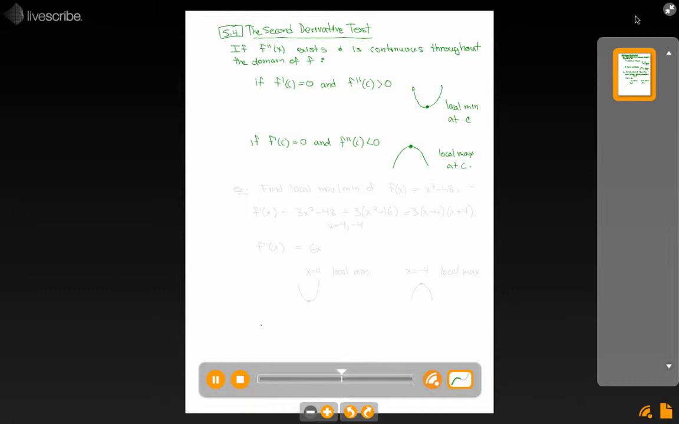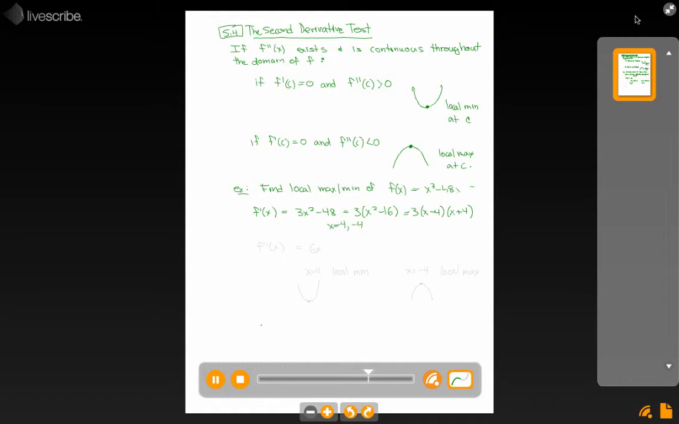So to do an example of this, with a nice simple cubic function here, find the local maximum of f of x equals x cubed minus 48x plus 3. So find the derivative. It is 3x squared minus 48. Can factor that fairly nicely to find 3 times x squared minus 16, so 3 times x minus 4 times x plus 4. So I know that there are two critical numbers at x equals 4 and negative 4.